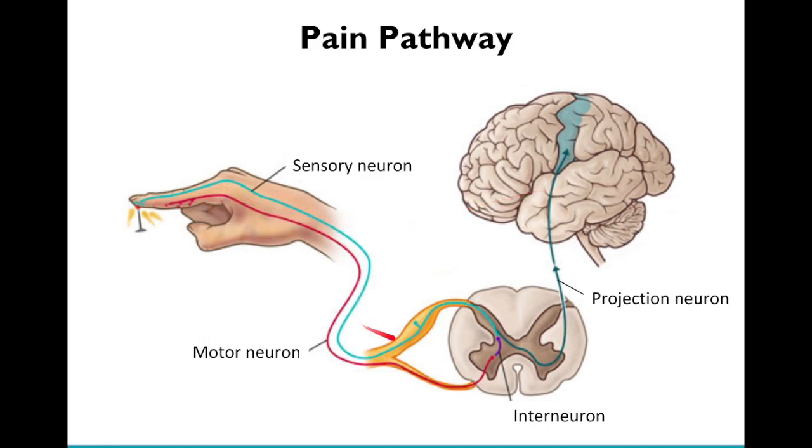The sensory neuron also connects to a projection neuron, which travels up the spinal cord and into the thalamus and into the upper cortex. It connects to the parietal lobe where touch is processed. And that's how your brain knows that your finger has been pricked. So as you can see, neurons need to connect to other neurons to send information.